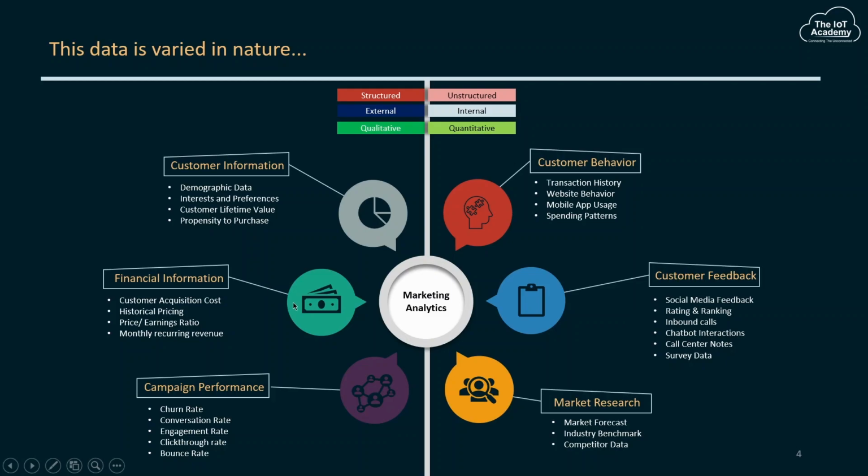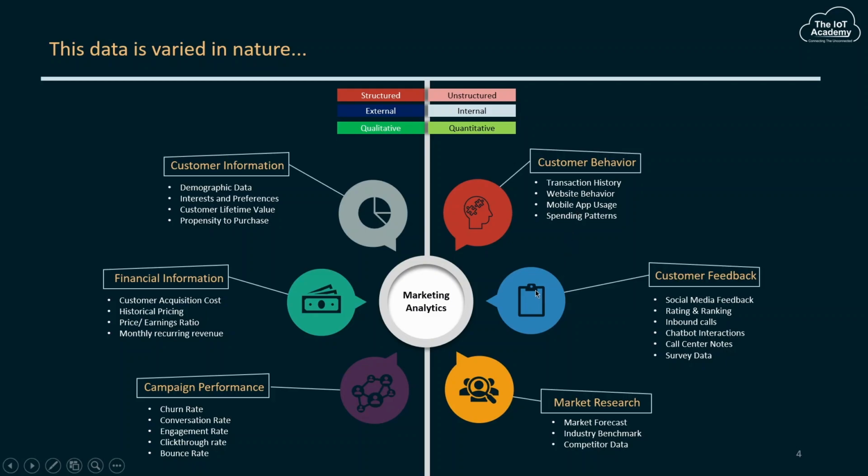Marketing department will also get the financial information, which is customer acquisition cost, historical pricing of the products, price earning ratio, and monthly recurring revenue. Marketing department will also need campaign performance data, essentially in terms of churn rate, conversion rate, engagement rate, click through rate, and bounce rate. Marketing department also needs customer behavior data in terms of the transaction history, website behavior, mobile app usage, and spending patterns.